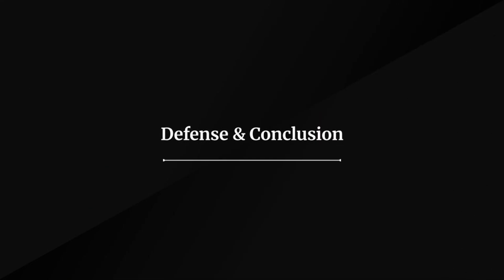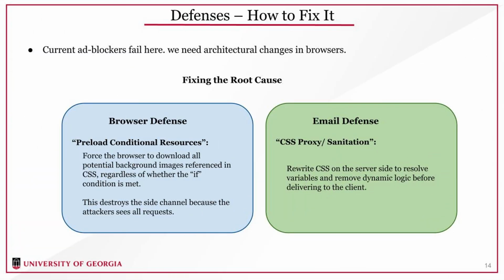So, what can we do about it? Current ad blockers struggle here because these requests look like legitimate images. The authors propose architectural fixes. For browsers, they suggest preloading conditional resources. Essentially, the browser should be forced to download all possible background images referenced in the CSS, regardless of whether the if condition is true. If the attacker sees requests for everything, from Windows to Mac to Linux images, they learn nothing. The signal is destroyed.